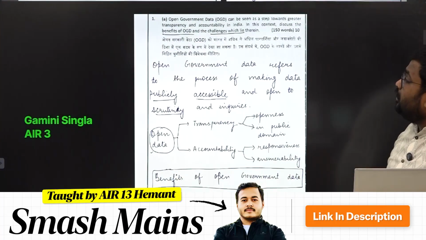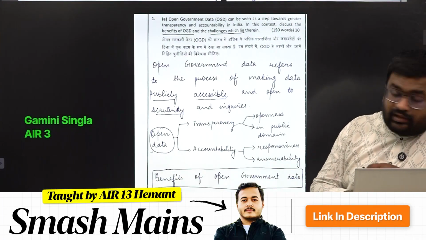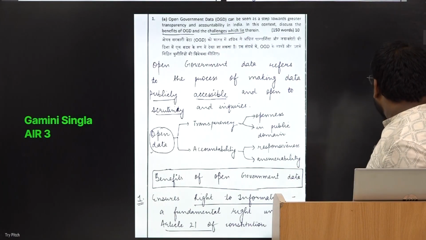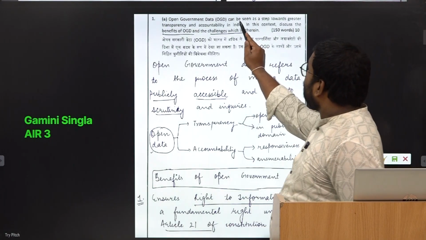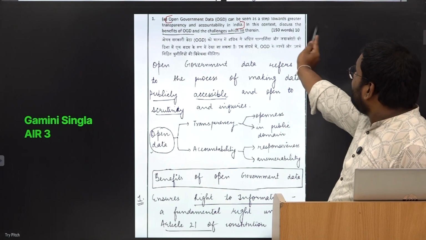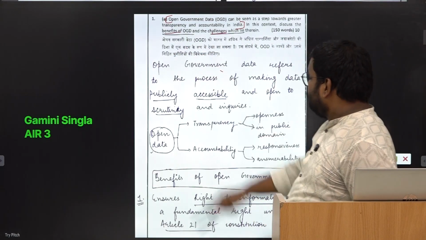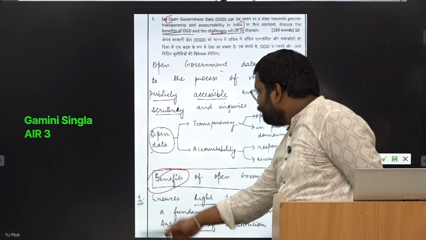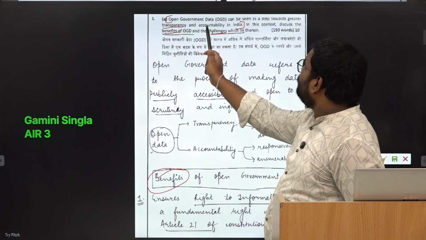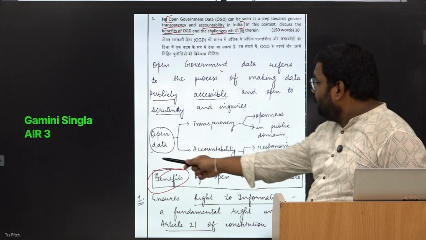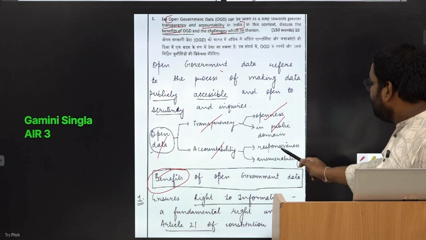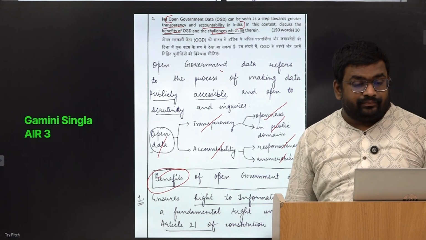If you see the answers of Gamini Singla AR 3, here also open government data can be seen as a step towards greater transparency and accountability in India. So this is your implicit demand where there is no directive. In this context, discuss benefits and challenges. Before moving to the benefits, she needs to address this first part of the question, that is importance in transparency and accountability. So open data, transparency, accountability by openness in public domain, responsiveness and answerability.